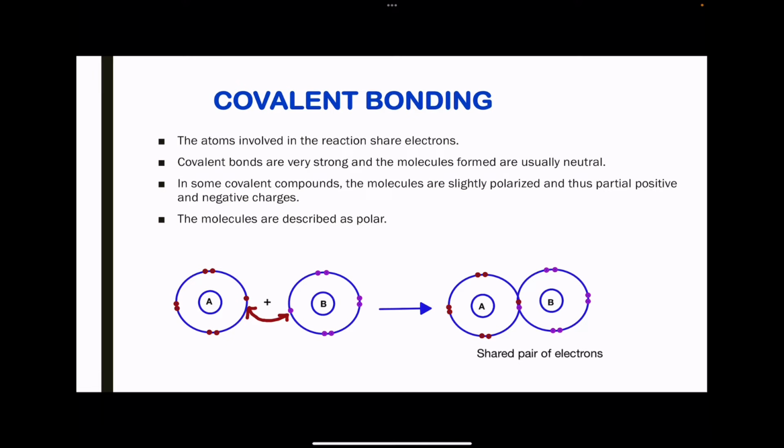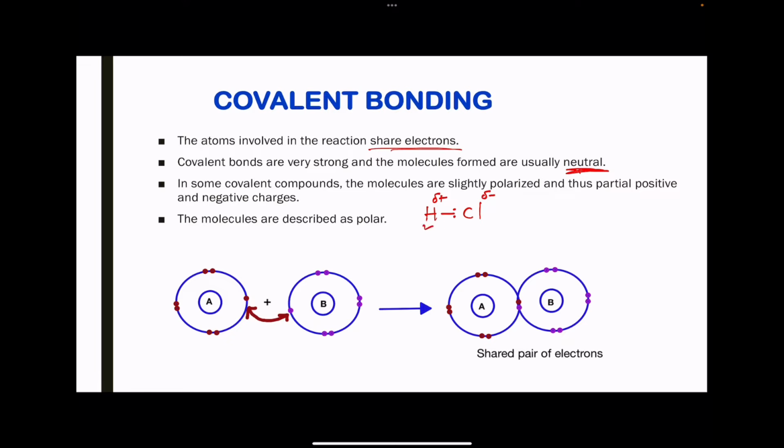In covalent bonding, the atoms involved in the reaction share electrons, and then the covalent bond is very strong, and the molecules formed are usually neutral, meaning they are not charged. Also, in some covalent compounds, the molecules are slightly polarized, and so they could have partial charges. An example I can use is HCl. Because electrons in this bond are drawn closer to chlorine, this gains a partial negative charge, and this gains a partially positive charge.